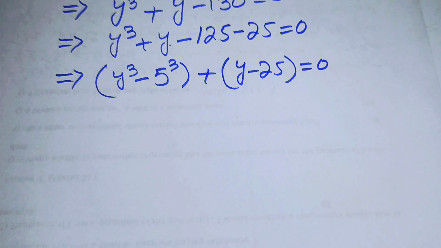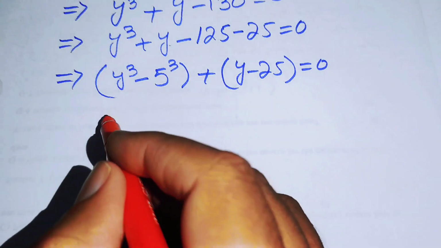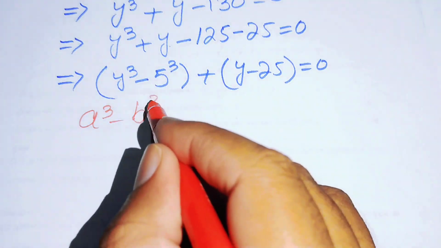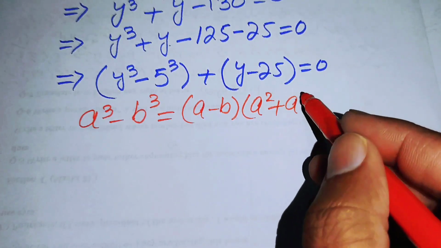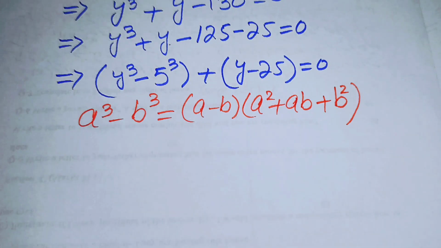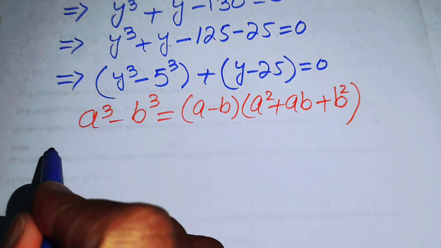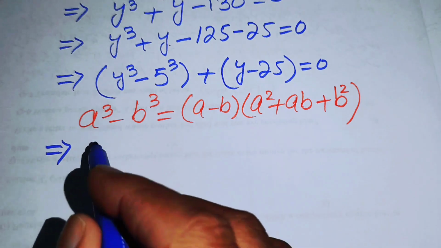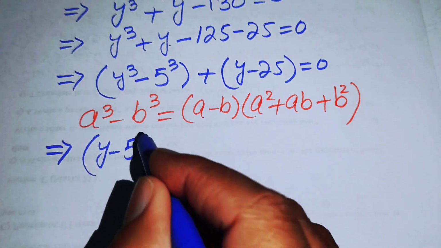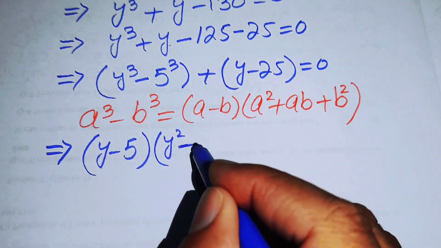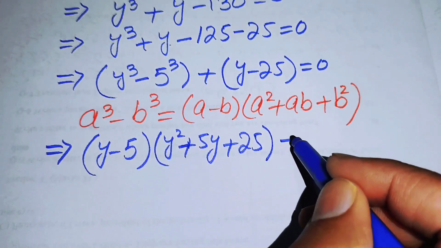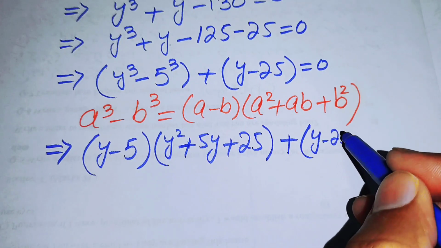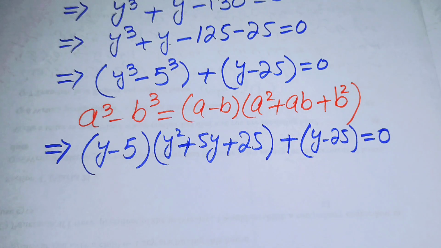So now in the next step we will use the cubic formula, and you know that if we have a cubed minus b cubed equals a minus b times a square plus ab plus b square, so we will apply the cubic formula on the first term, and you get its output in the form of y minus 5 times y square plus 5y plus 25, and plus here we have y minus 25, and this whole equation equals 0.